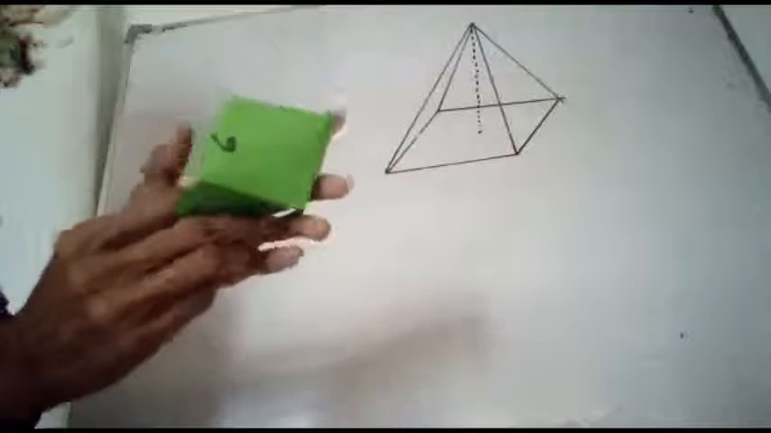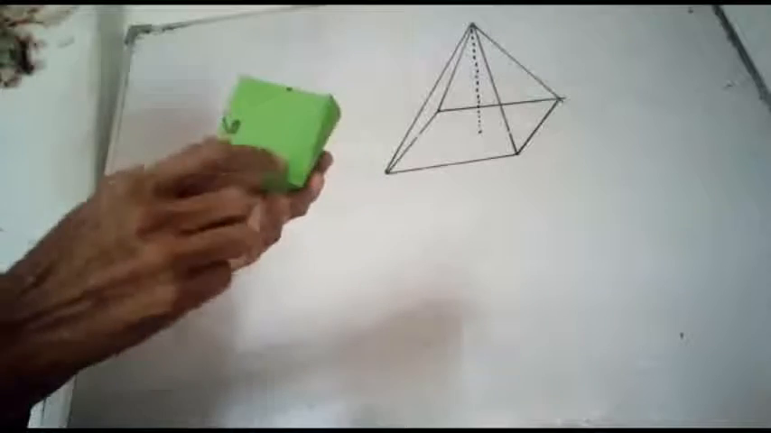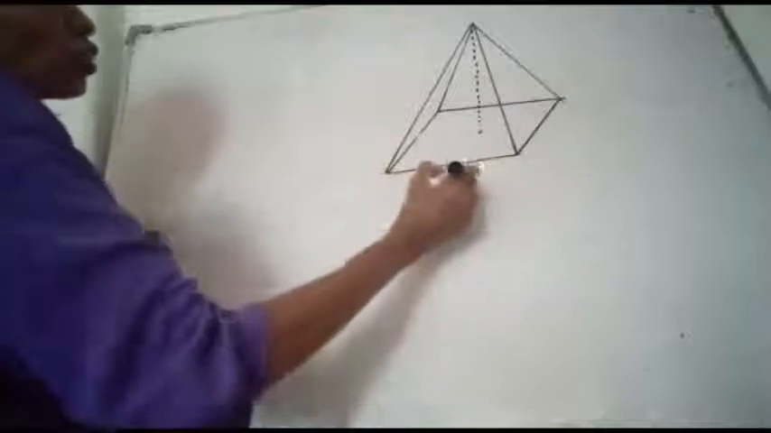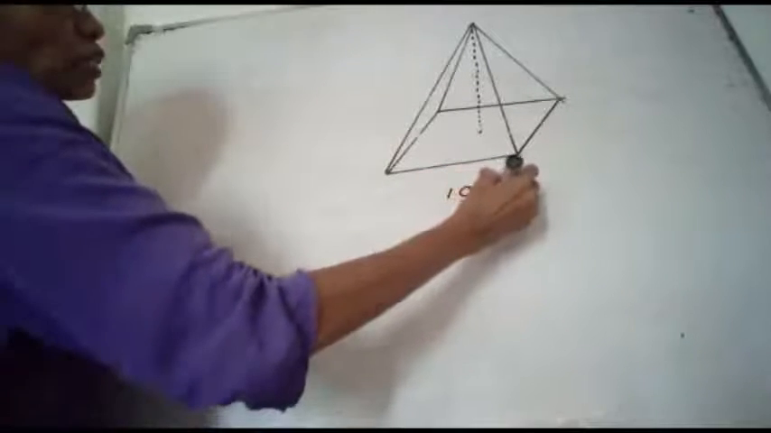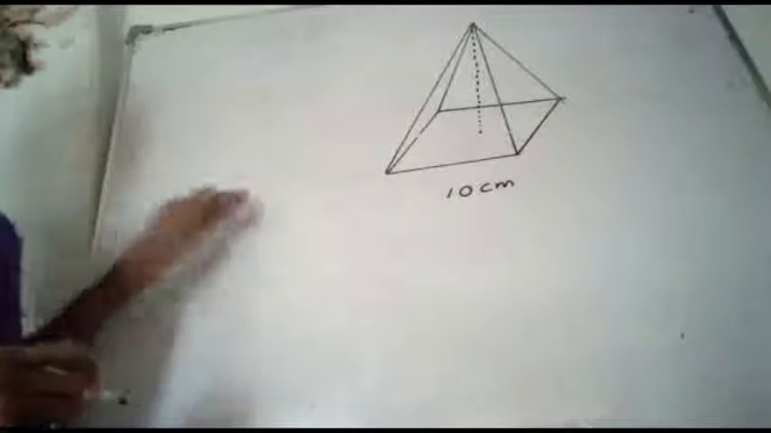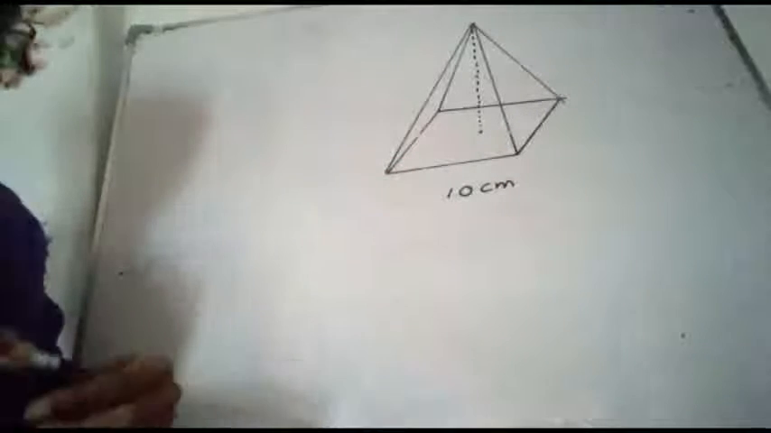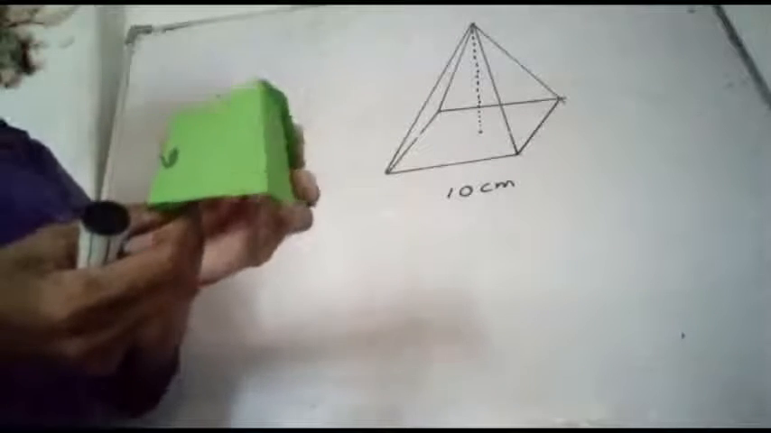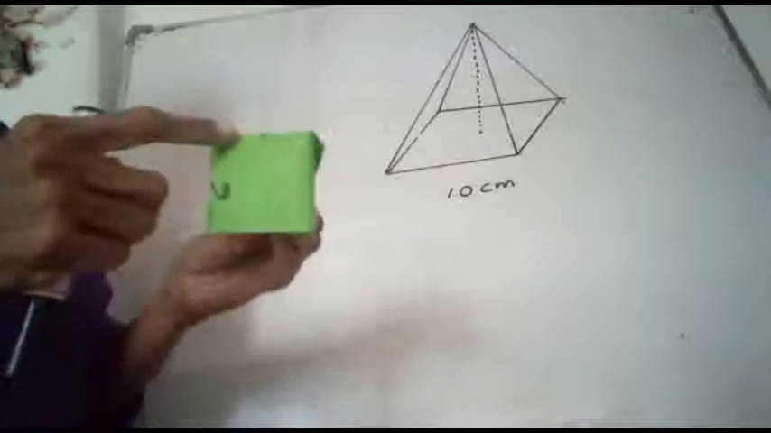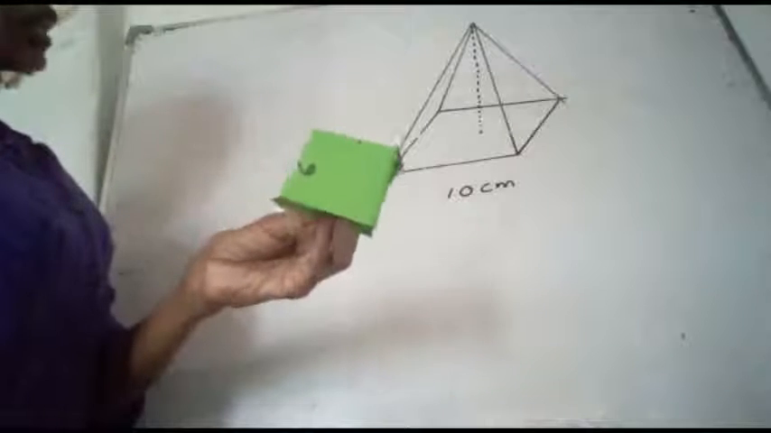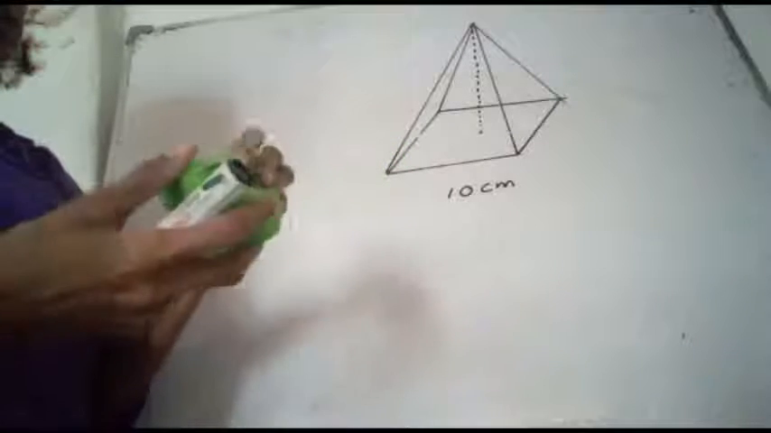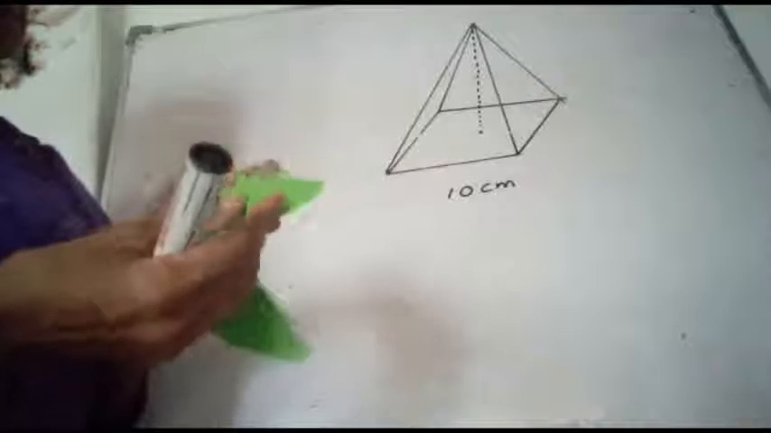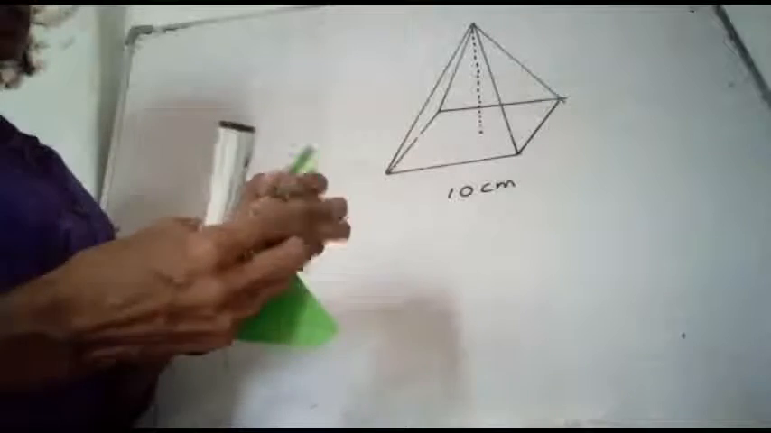Length of four sides are equal. This is the base. The side length of the square is 10 centimeters. All these four sides, side length is 10 centimeters. Then other four sides are triangular in shape.